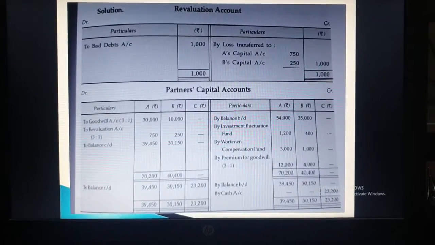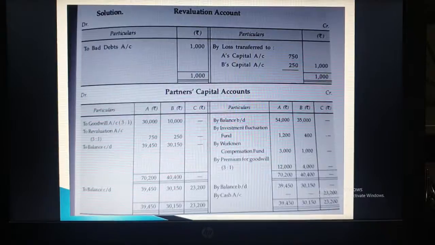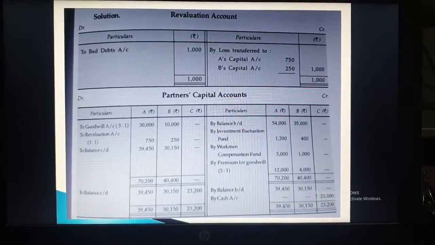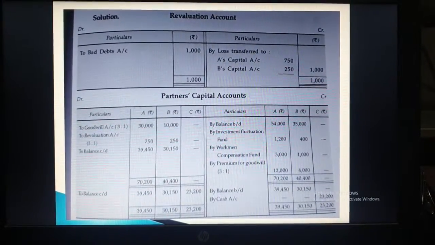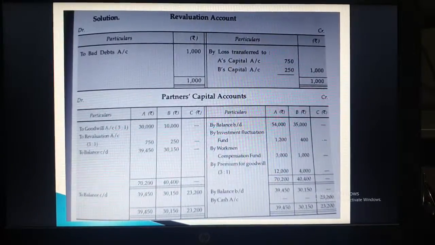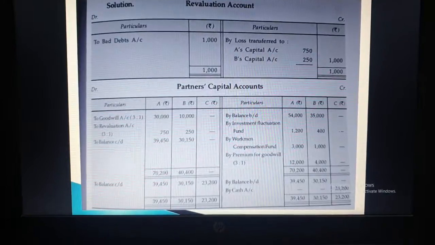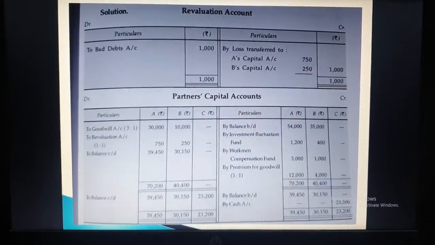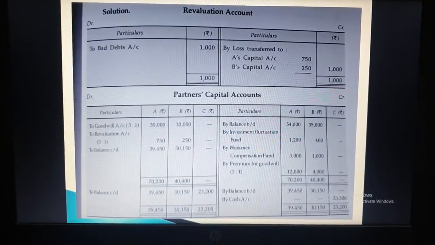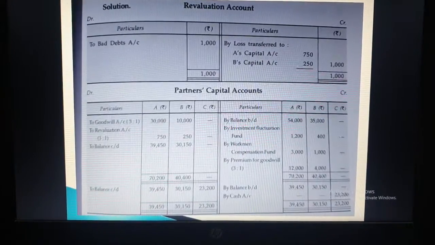After that you have to make the total and find out the difference, that is the two balances carried down, 39,450 and 30,150. That is the difference of debit and credit. Now after calculating the difference, you have to carry down the difference to the second part, that is by balance brought down, 39,450 and 30,150.